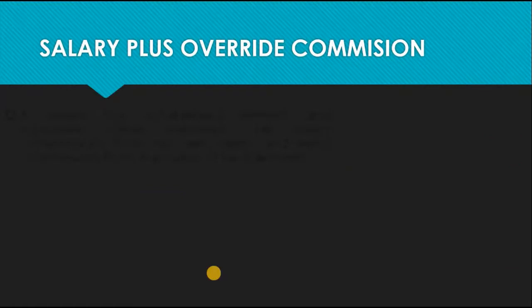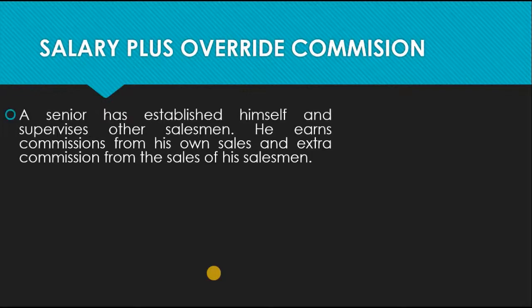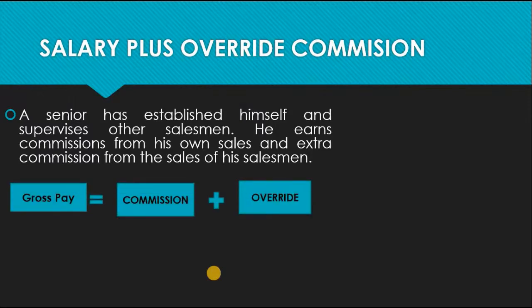That is what we call salary plus override commission. By definition, a senior has established himself and supervised other salesmen. He earns commission from his own sales and another commission, or extra commission, from the sales of his salesmen. So how does it work? Gross pay is equal to commission plus the override.